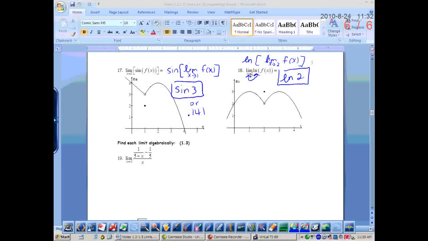Okay, finding limits algebraically. That means don't use the table in your calculator. Go back to using algebra. So the first thing we always want to do is start by just using direct substitution. Well, if I use direct substitution on top, I'm going to get 1/5 minus 1/5, which is 0 over 0.